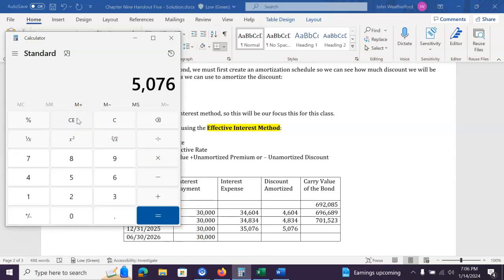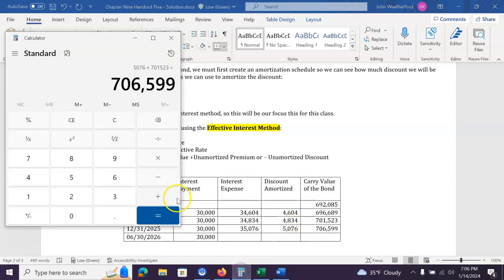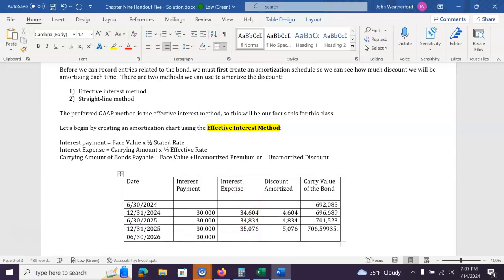So 5,076 plus 701,523 gives us a new carrying value of 706,599. And then we'll multiply that amount again times half the market rate, 5%, gives us interest expense for 6/30/26 of $35,330, rounded, of course.